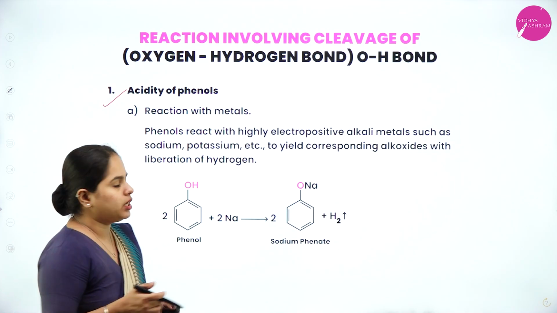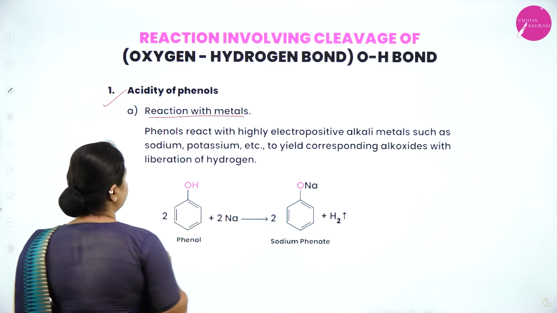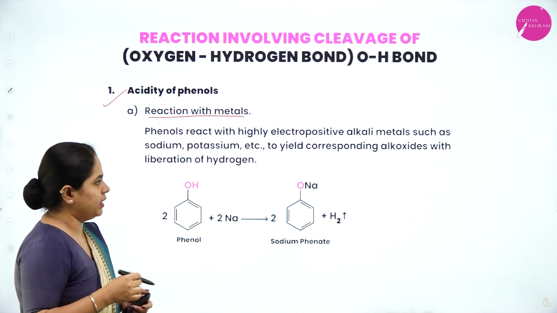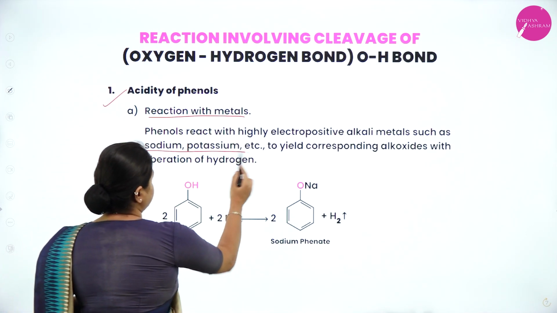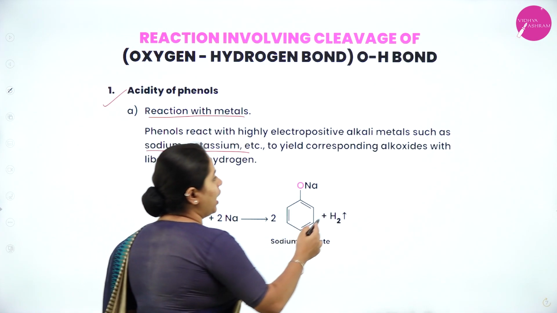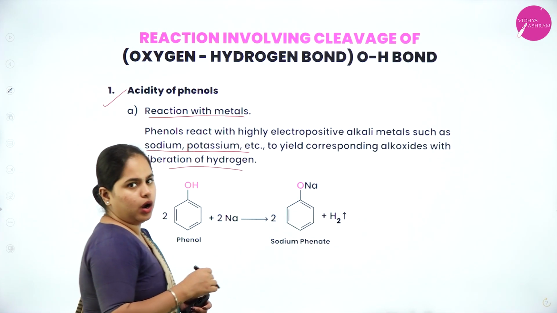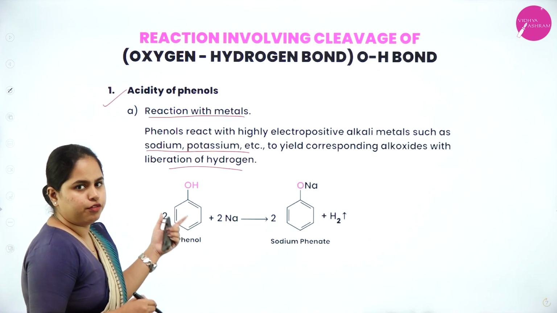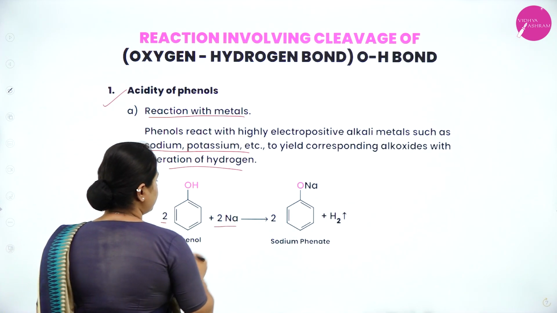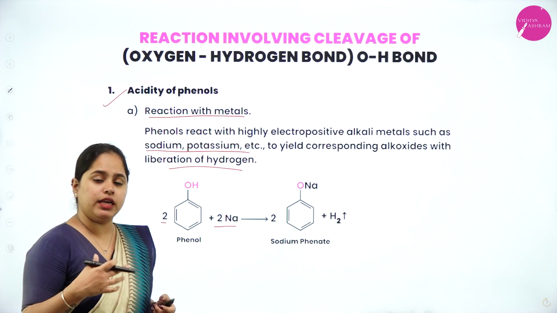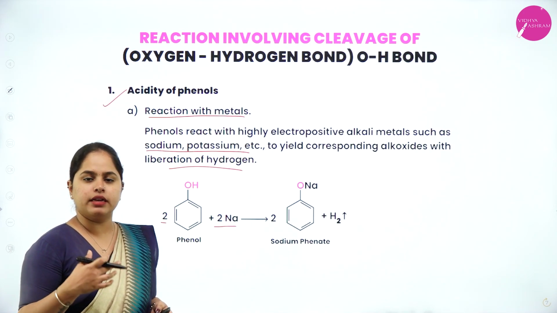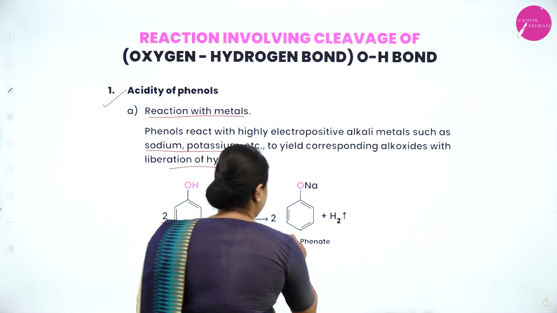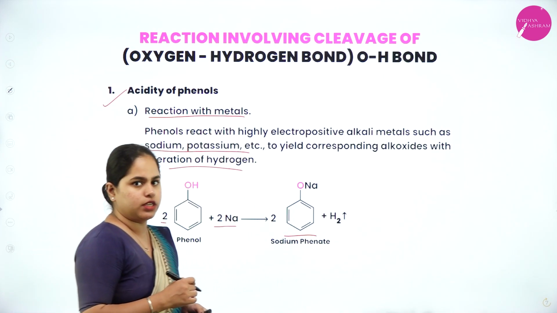The first reaction under this we are going to study is reaction with metals. Phenols react with highly electropositive alkali metals such as sodium, potassium, etc. to yield the corresponding phenoxide with liberation of hydrogen. So we have taken 2 moles of phenol, and it is made to react with sodium. Generally highly electropositive metals are taken, like sodium and potassium, which belong to the first group. So what will you get? You will get sodium phenoxide.